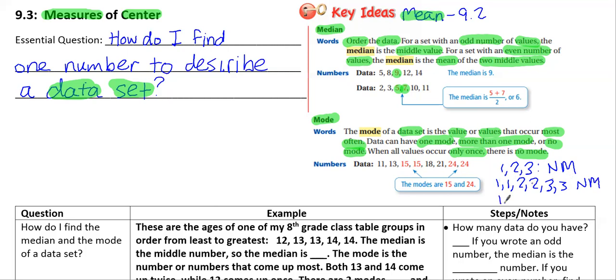But if you had 1, 1, 2, 2, 3, there'd be 2 modes. The modes would be 1 and 2. And I know this looks kind of bad. I'm sorry, I'm doing my best to write with this thing. But we'll go over more examples to make sure that you understand what's going on there.